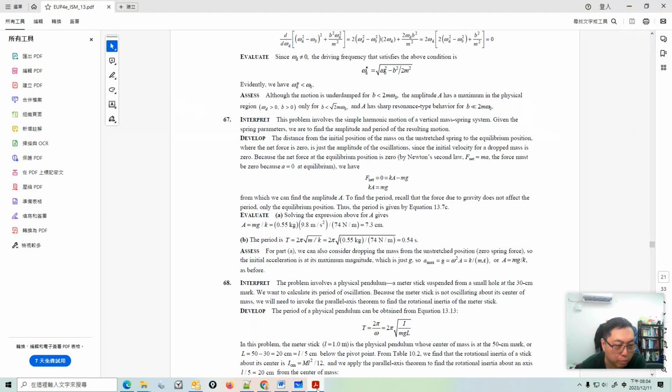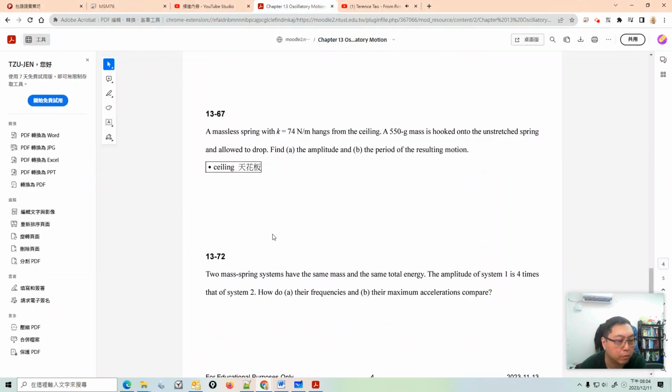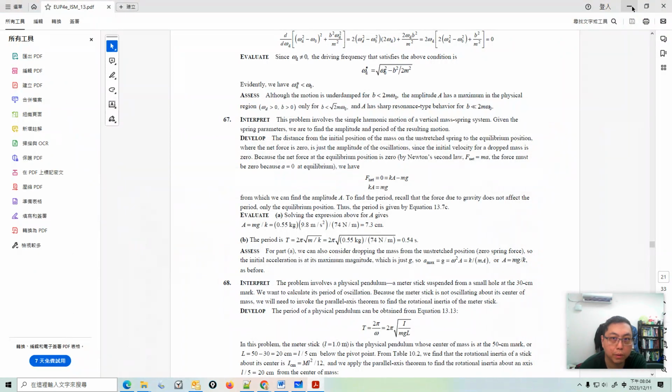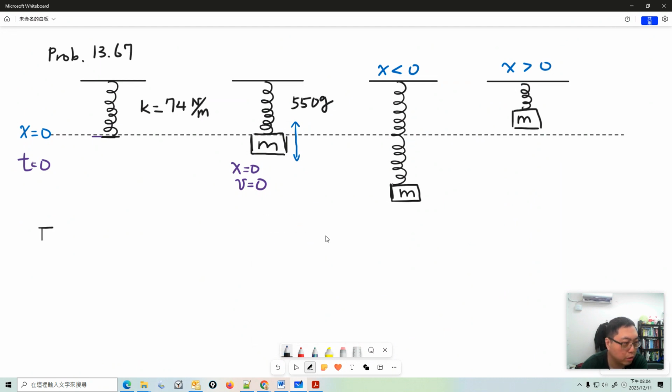Let's go back to the problem. It asks you to find the amplitude A and the period, which in this class I call T, based on this information.